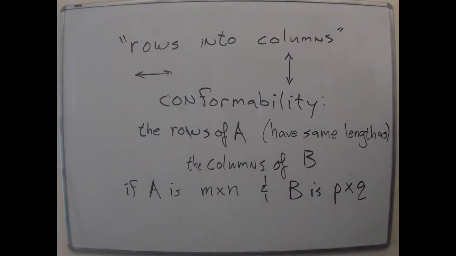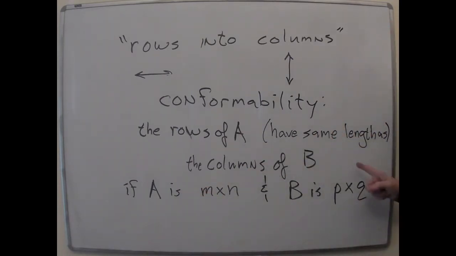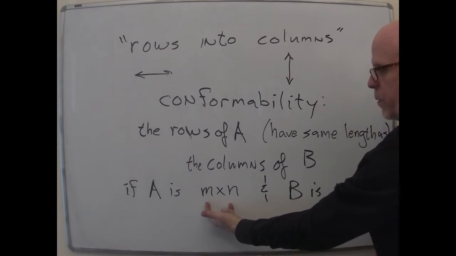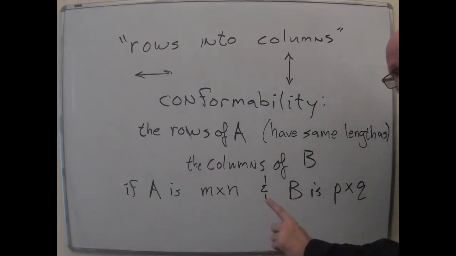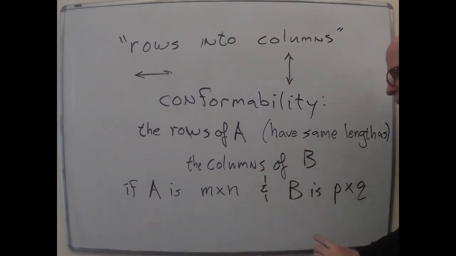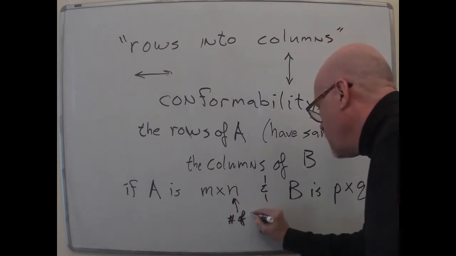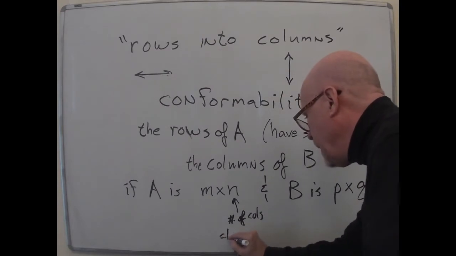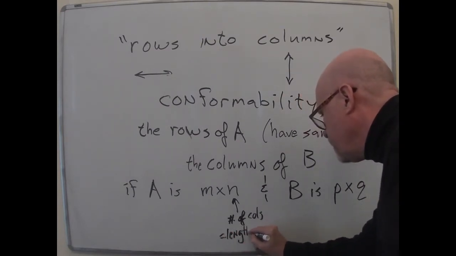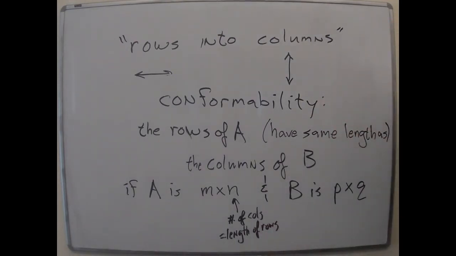This idea of conformability is that I want the rows of this matrix to have the same length as the columns of this matrix. Well, which of these numbers is the length of the rows? That m is telling me how many rows I have. The number of columns is the length of the row. You get that? This n here is the number of columns, but it's also the length of the rows. If that doesn't make sense to you, pause the video for a second and draw a few matrices, and then you convince yourself that's true.